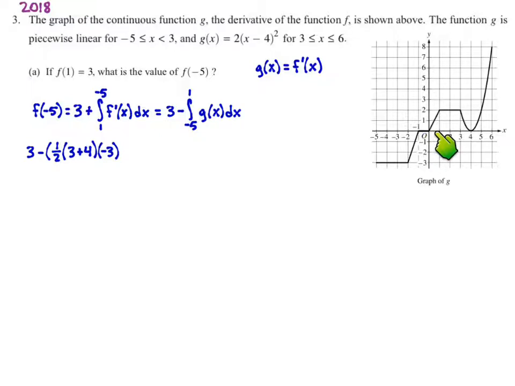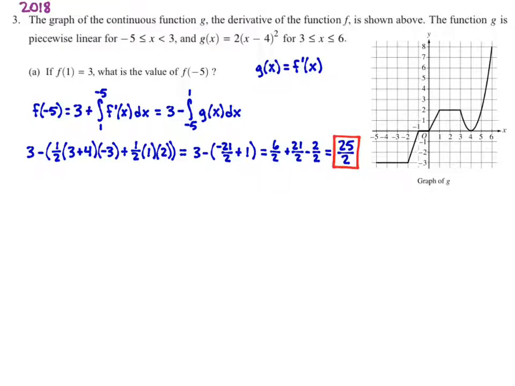And then we have to find the area from 0 to 1, and that's just a triangle. So that would be 1/2 of 1 times 2. And then when we go to simplify all that, we get 3 minus the quantity -21 over 2 plus 1, which simplifies to 25 over 2. And again, that's because we're including that 3, the initial condition, at the beginning. Alright, the points on this, you would get 1 point for having the correct integral. So basically, if you had this written out, you would get the 1 point, and then you're going to get 1 point for your answer.